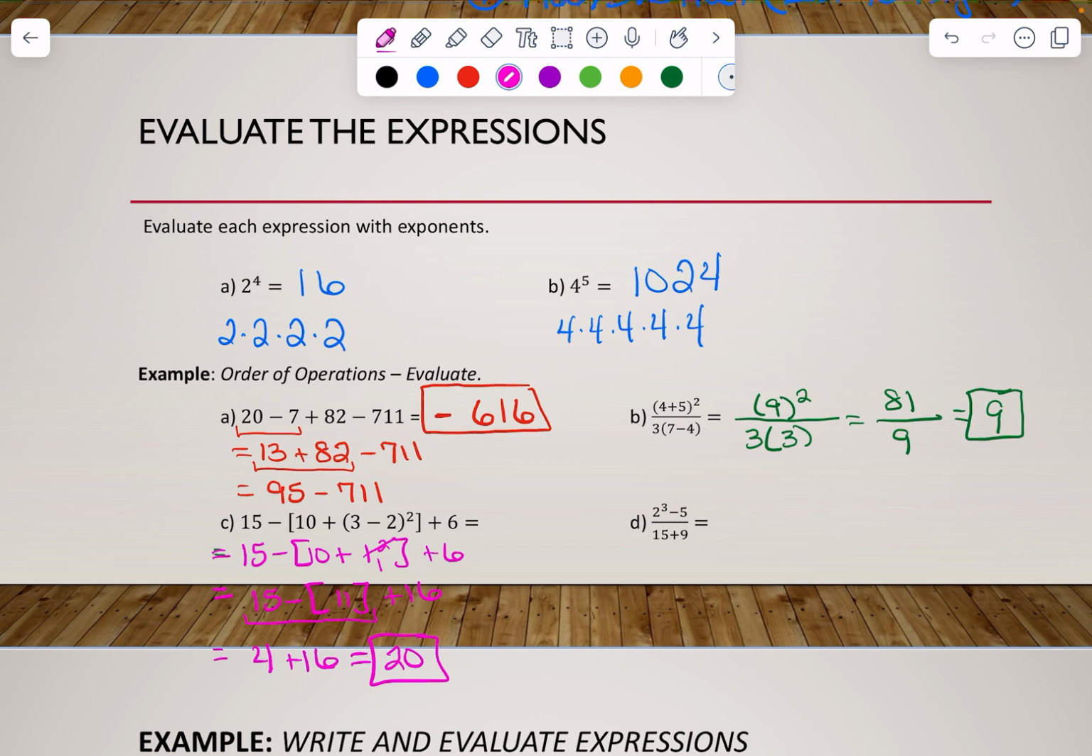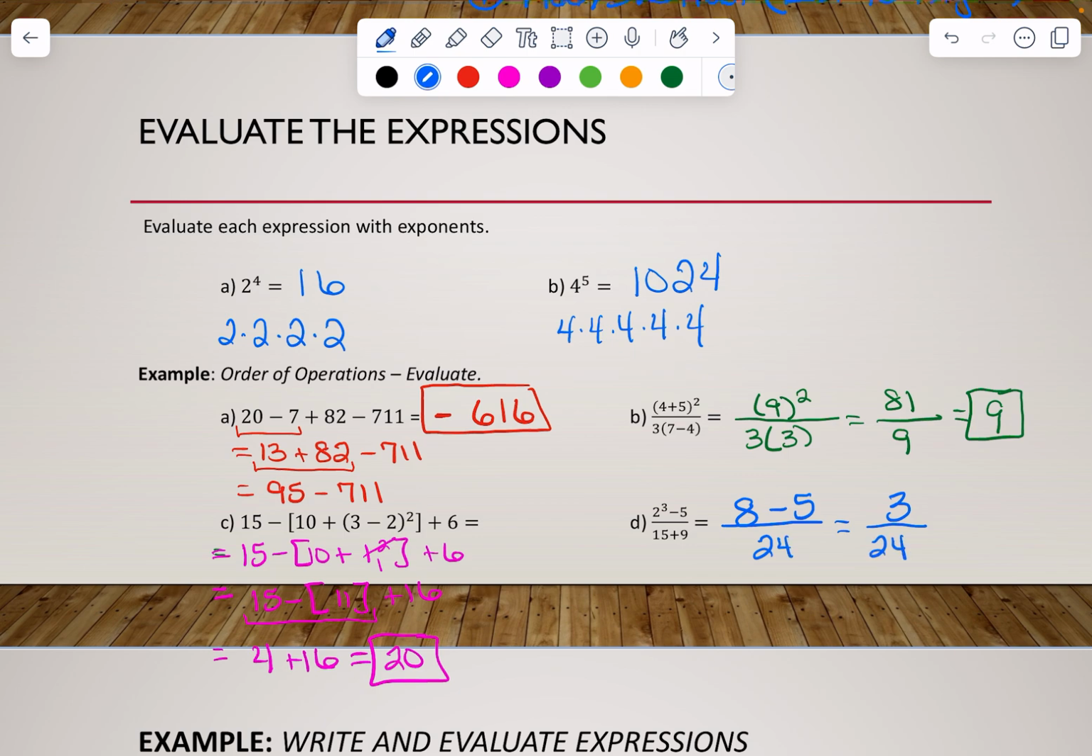Okay, on this last one here, we start off and we notice that we have things going on in the numerator, things going on in the denominator. So therefore, we need to do all of the top, all of the numerator, all of the denominator, and then simplify. So the first thing I'm going to do is 2 to the third. So 2 times 2 times 2, that's going to give us 8. The next thing I'm going to do is 8 minus 5, and that gives me 3. Then I'm going to come down here, 15 plus 9. That's going to get me 24.